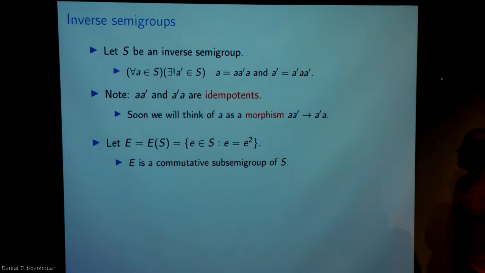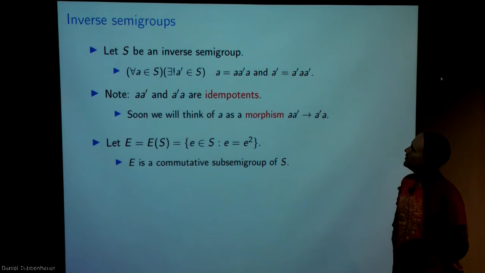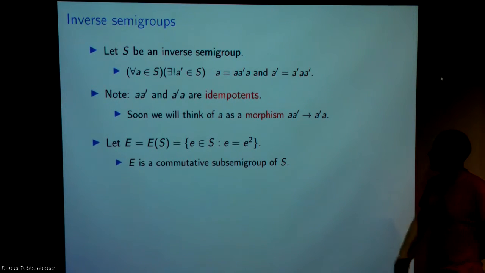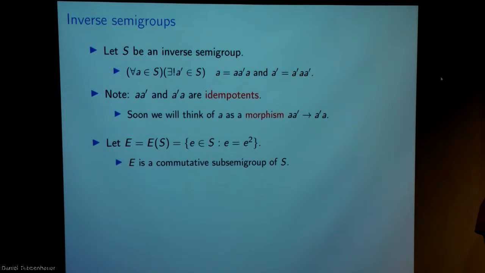And it's a fact in inverse semigroups that products of two idempotents are always an idempotent. In fact, two idempotents always commute. So we get a commutative subsemigroup. For an arbitrary semigroup, idempotents don't necessarily form a subsemigroup.